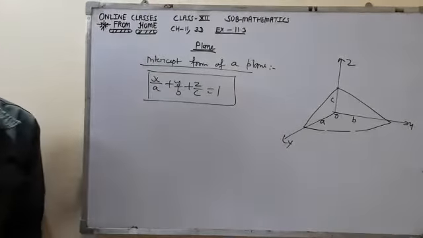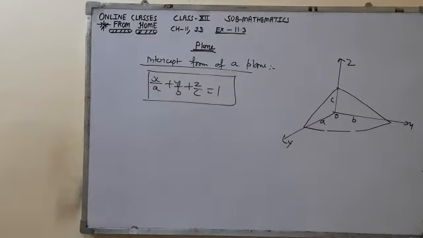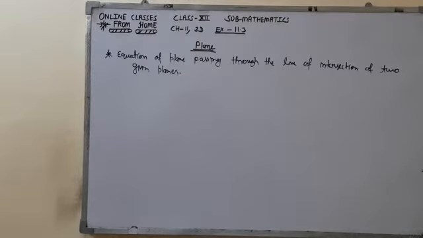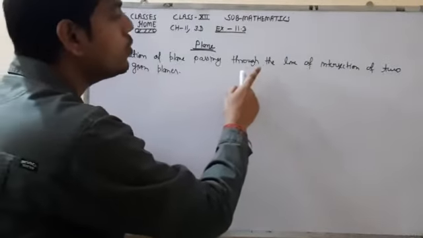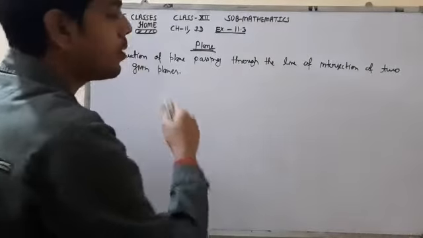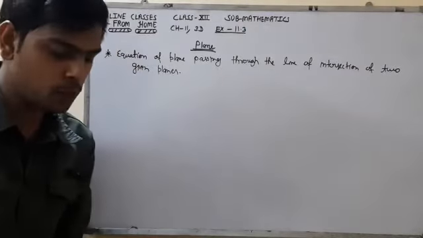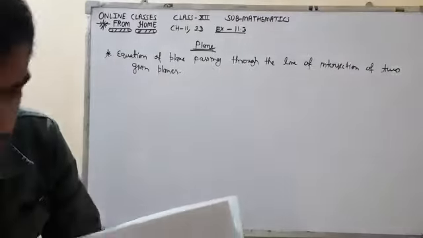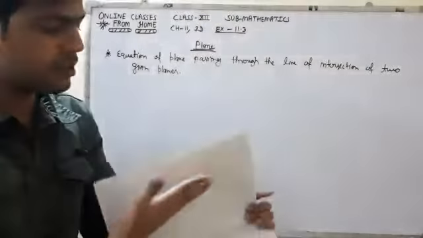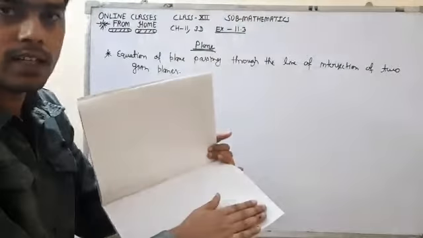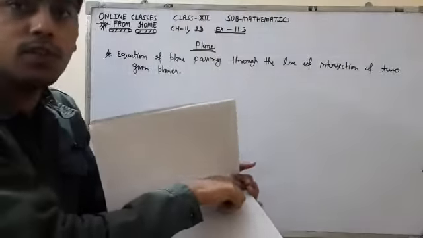So please pause the video and note it down. Students, now the next equation of plane is the equation of a plane passing through the line of intersection of two given planes. Suppose I have these two planes. Okay, consider this is one plane and this is the other plane. So there is a line of intersection of these two planes.